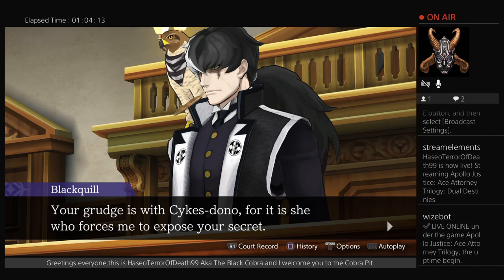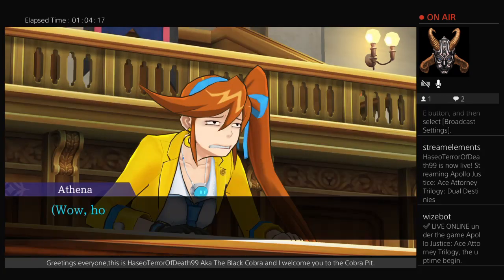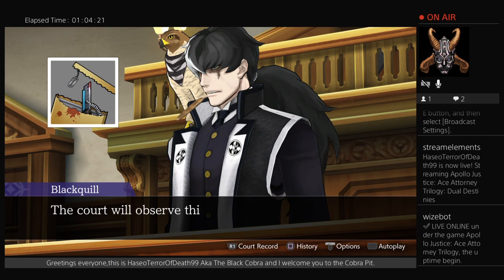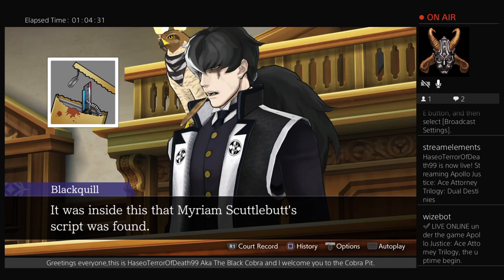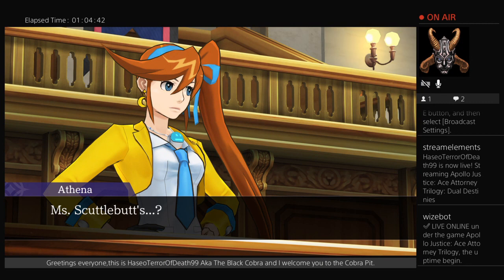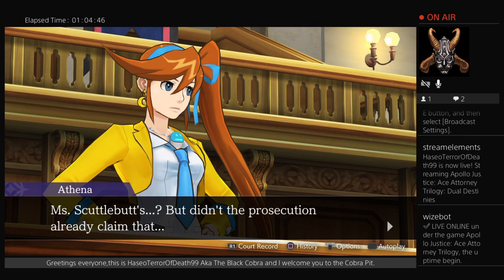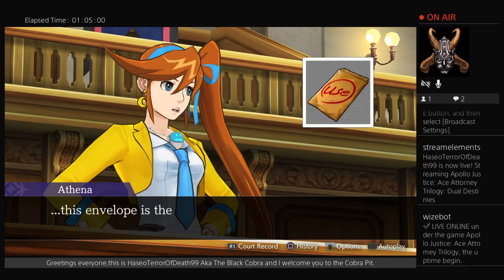Is she forcing me to expose your secret? Odd-looking envelope, huh? It's inside this. Miriam Scuttlebutt's script was found. What? She wasn't even part of the mock trial. It's Scuttlebutt's, but didn't the prosecution already claim that? This envelope is the one that contained her script?